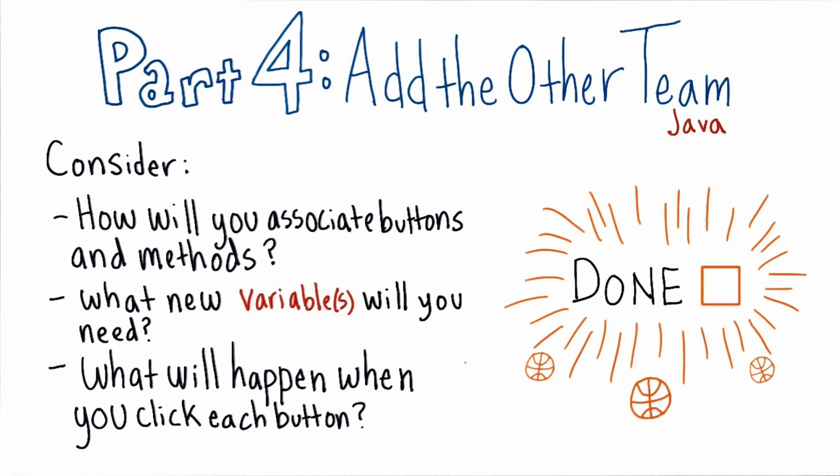Well, it's going to be similar to Team A. The scores will change when you click buttons. So you click a button, this triggers a method that you've associated with the button. You'll add some amount to the score variable for Team B, and then you'll display it. It's very similar to the Team A side. Okay, let's see this in practice.